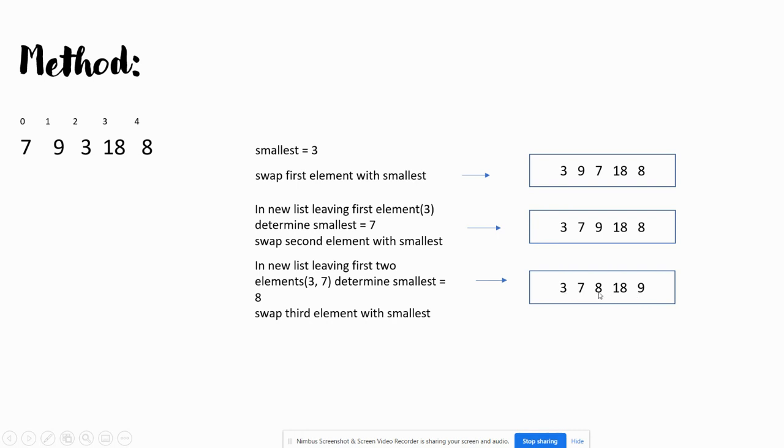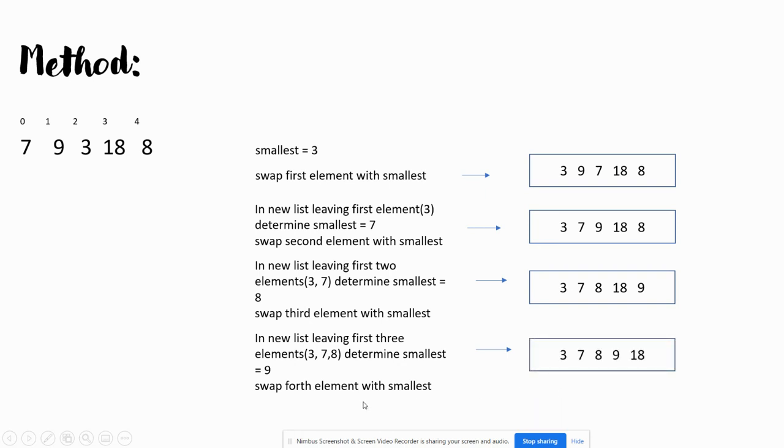So 3, 7, 8 are now sorted, and we are just left with two remaining elements, that is 18 and 9. So the smallest element is here 9, and 9 is supposed to be swapped with the fourth element, that is the 18 at index 3. So after sorting, we have the list in sorted order.